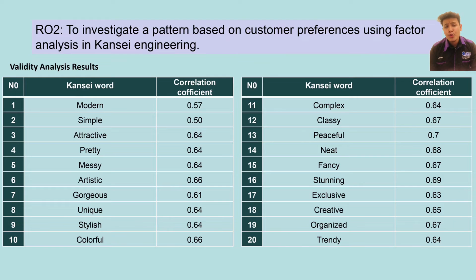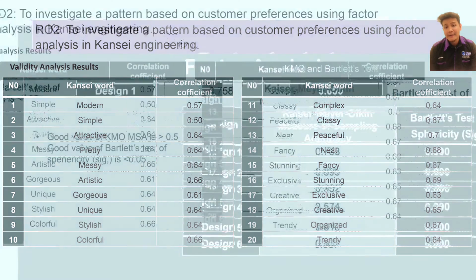Okay, so we go through to the validity analysis. The correlation coefficient of each Kansei word should be more than 0.2. Based on the result, there was no correlation coefficient under 0.2 and all values fell within the acceptable limit. All Kansei words from the data are valid and remain in the study.